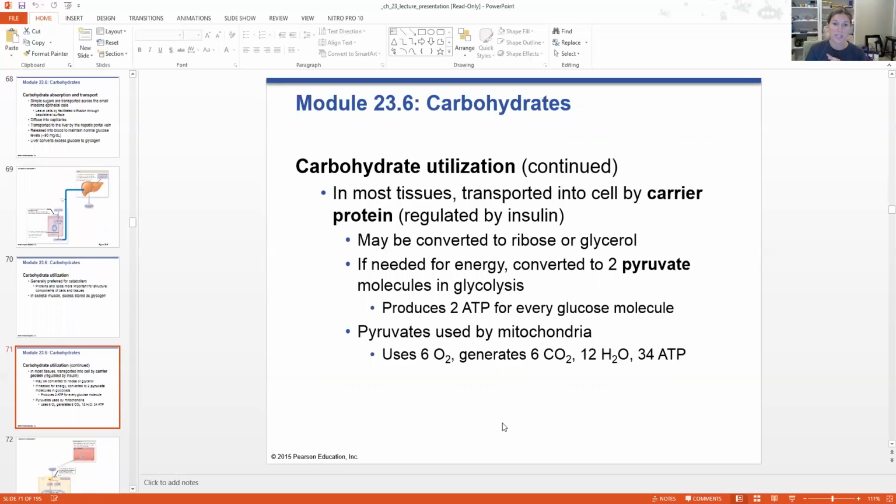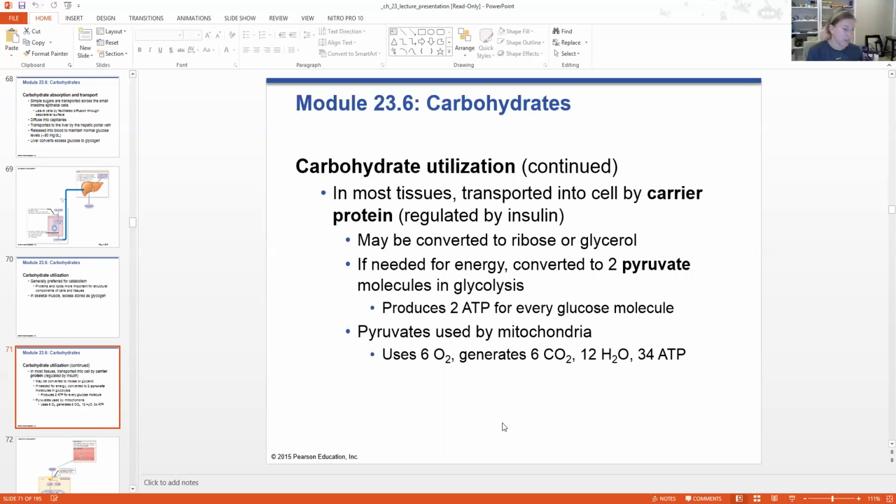Your carbohydrate can be used and broken down during different times. So in most tissues, it's brought into the cells by a particular carrier protein. Glucose doesn't just zip right on through into your peripheral cells like water would. It needs a carrier protein there. And that carrier protein is regulated by a hormone called insulin.